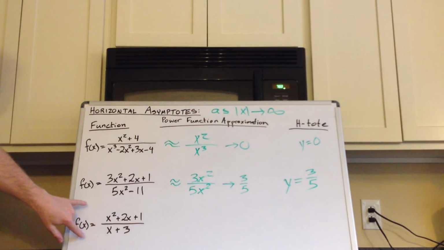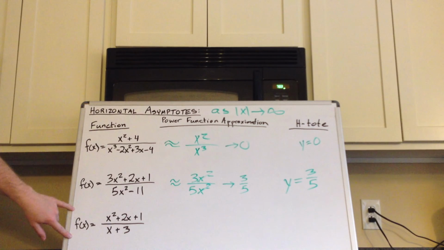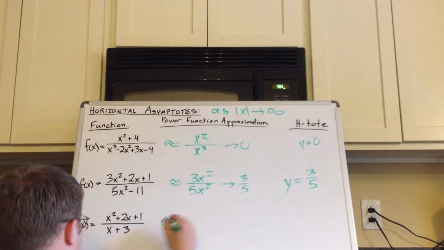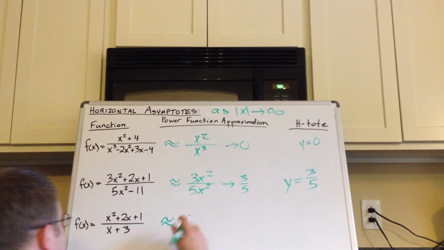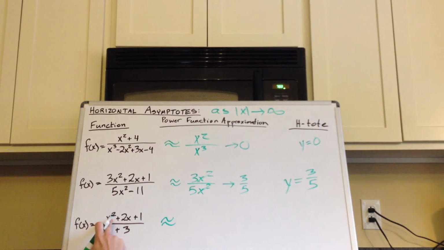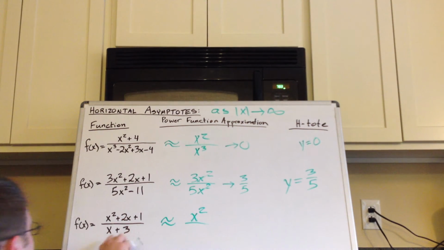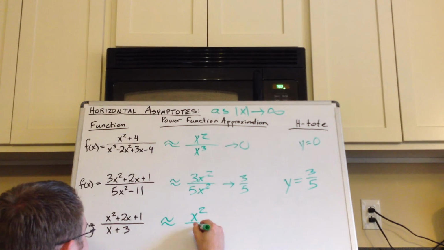All right, we got one more here. So again, we're going to do the power function approximation of the numerator and of the denominator. So for very large x, this function will be approximated by, on the top, our highest degree is 2, x squared, the coefficient is 1. So I'm going to put x squared here. On the bottom, we just have x, that's our highest degree term, degree is 1, coefficient is 1, so I'm just going to put x here.